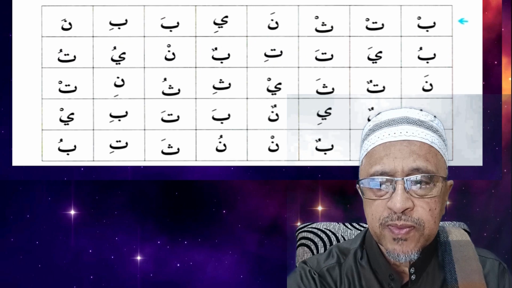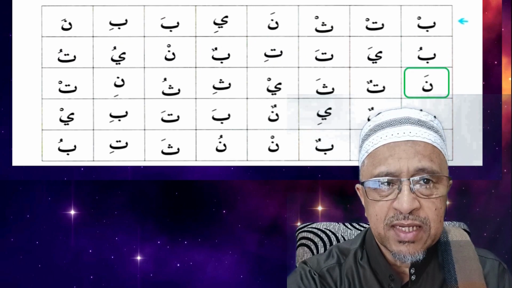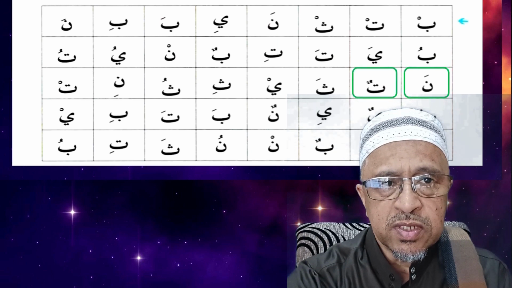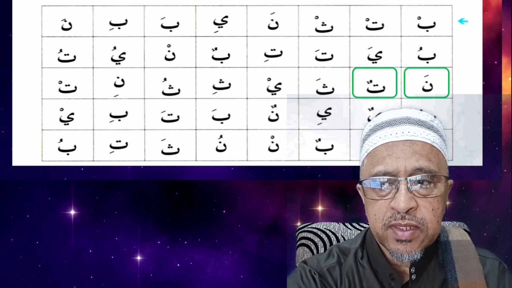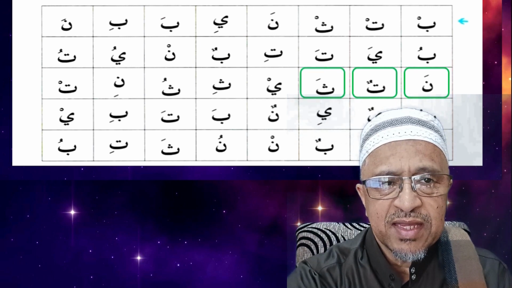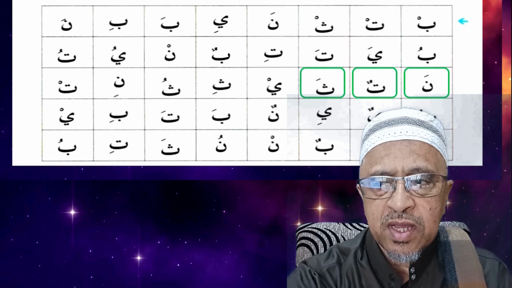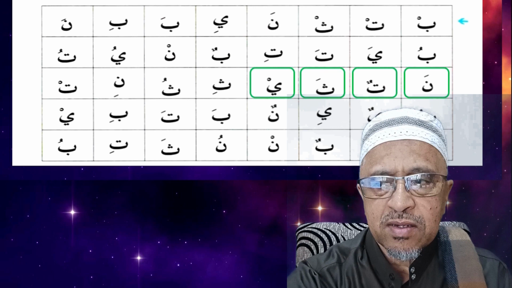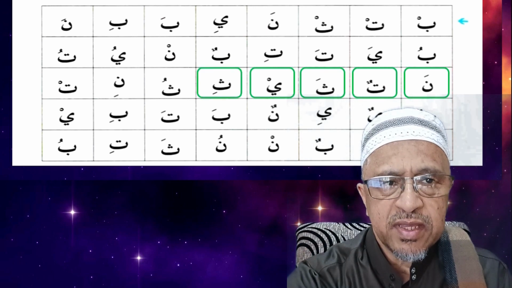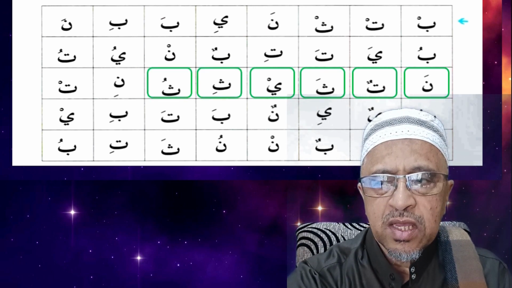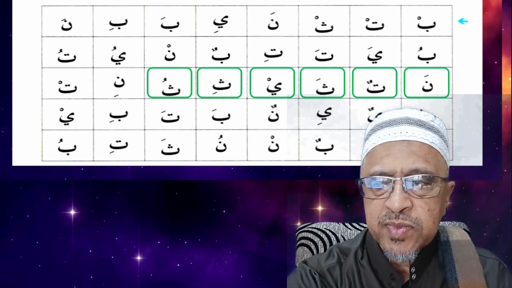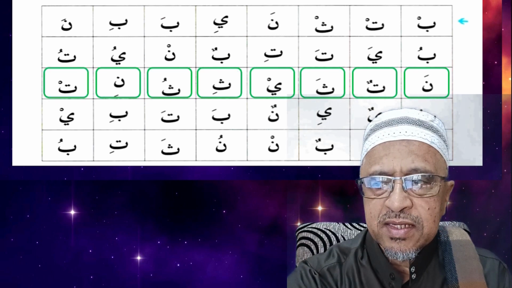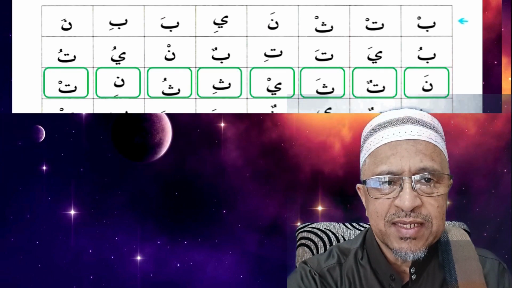Next row. First one, Na. Next one, Tun. Then we have Th. Then we have Ya. Then Al-Khamis again, Thi. السادس Thu. Next one, Ni. And then T.